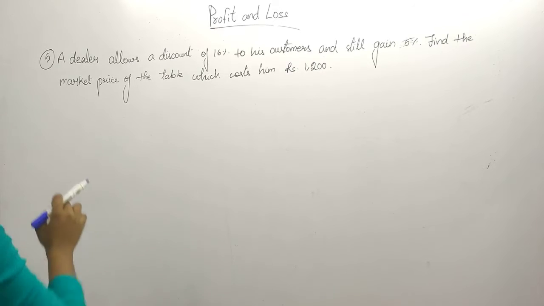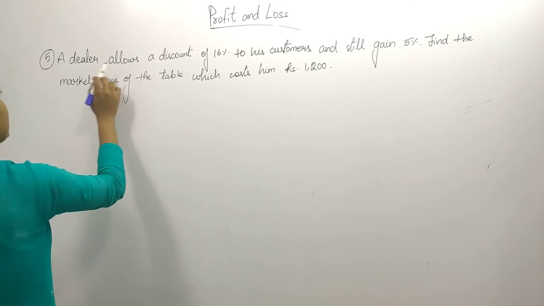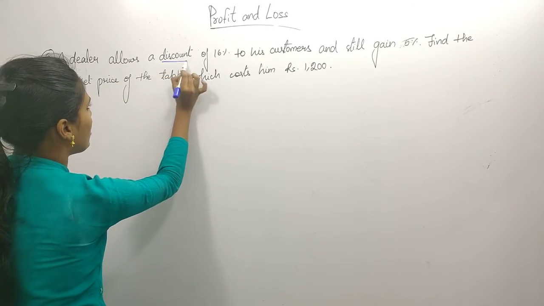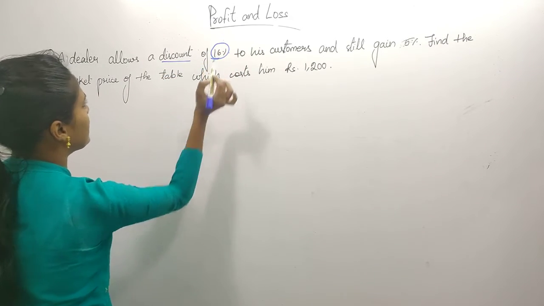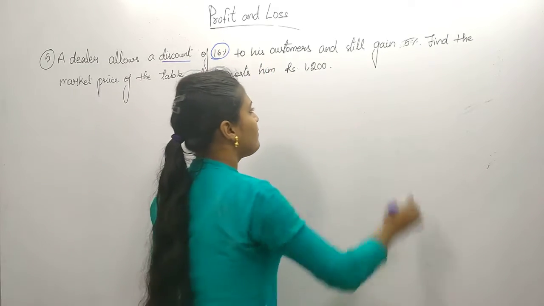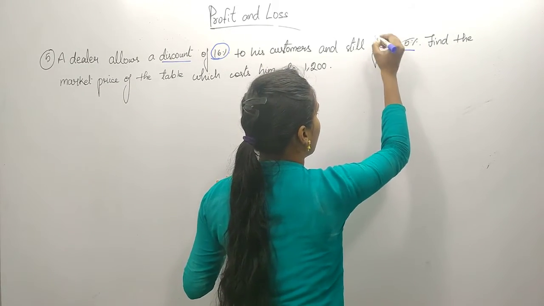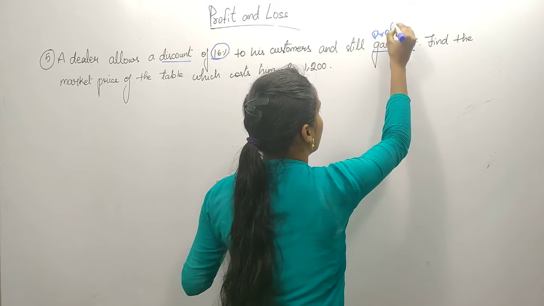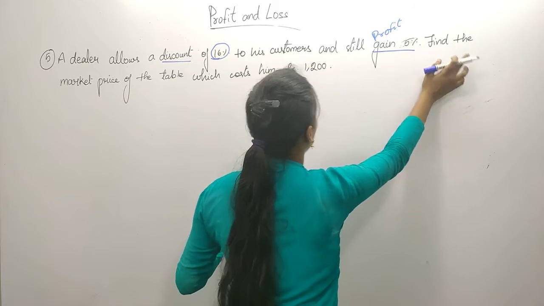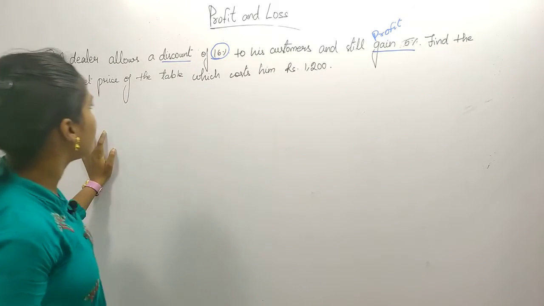Okay, what is the next question given here? A dealer allows a discount of 16% to his customers and still gains 5%. Gain means profit. Profit of 5%. Then find the market price of the table.